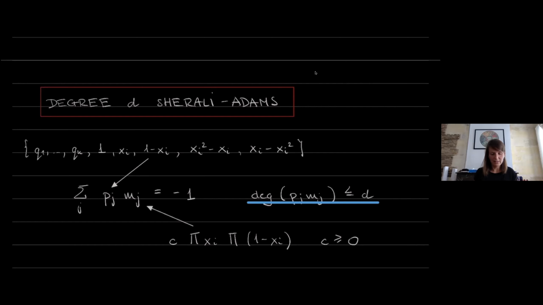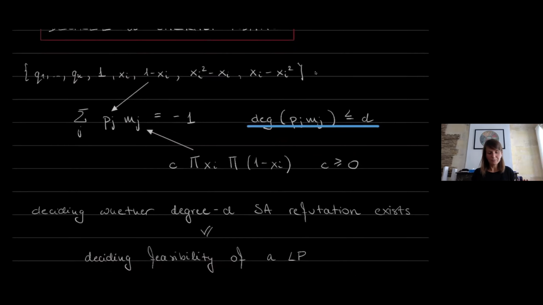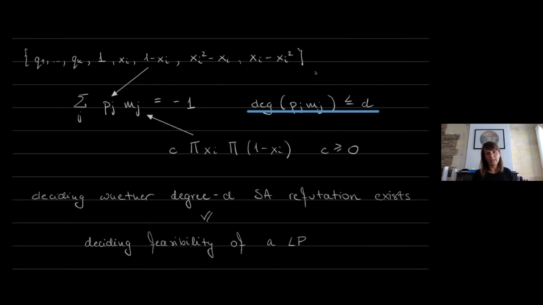So those linear inequalities will basically say that all coefficients here have to be equal to zero, except for the coefficient of the constant term, which has to be equal to minus one. So we have to write all of this, and also we have to write that all those c's that appear in the extended monomials have to be non-negative. This way we get a bunch of equations and inequalities, and this system has a solution if and only if there exists a degree D Sherali-Adams refutation of those original polynomial inequalities. So I hope this is more or less clear. This means in particular that deciding whether a degree D Sherali-Adams refutation exists reduces to deciding feasibility of linear programs.